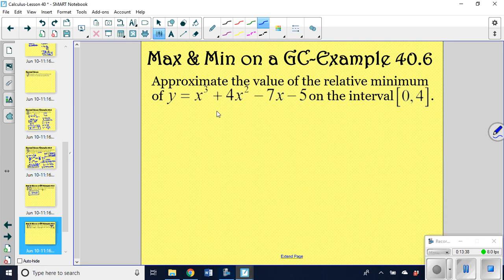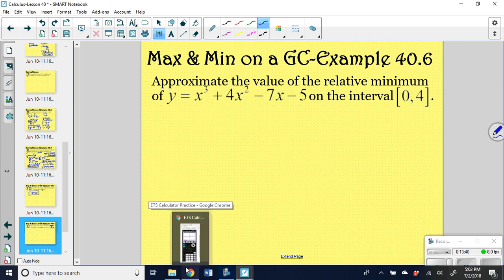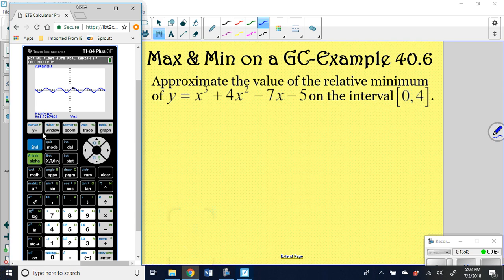All right, so for this one, we want to again approximate using the calculator. So we're going to go back to y equals, and we're going to do x cubed plus 4x squared minus 7x minus 5. And you're going to graph it. And it wants to know where is the minimum between 0 and 4. Well, if you look, the minimum is going to occur somewhere over here. Because here's 0, 4 is over here. And this is the minimum.